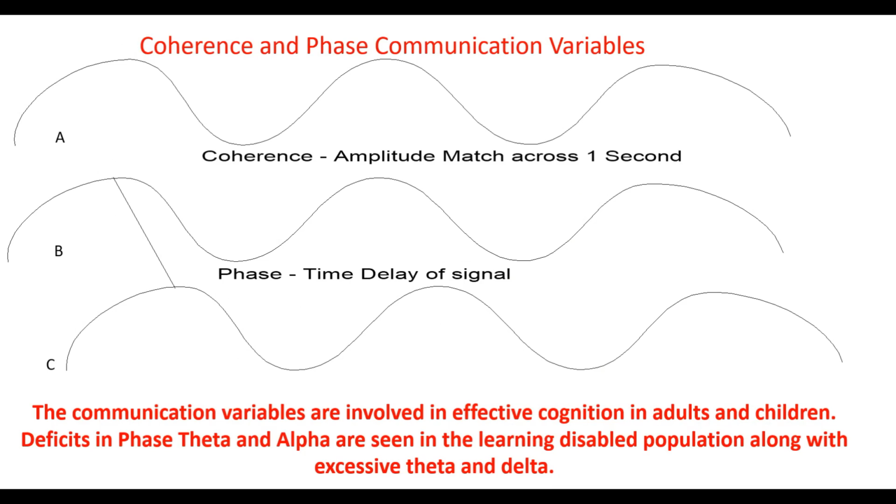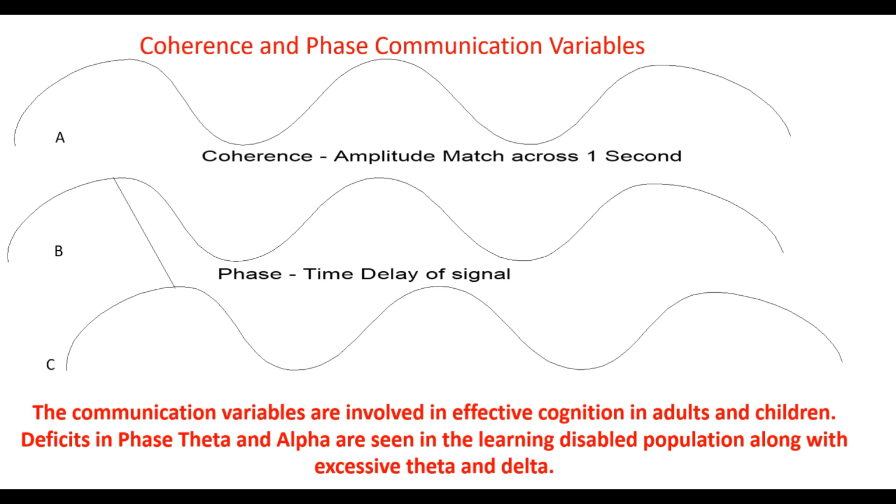We look at communication patterns in terms of coherence and phase, location A and location B. If they have the same amplitude across the 1 second epoch period of time, that would be a high coherence value. The phase value between B and C represents the delay of the signal between the two locations. The shorter the time frame, the higher the phase value. Both of these are very important in cognition for both adults and children.